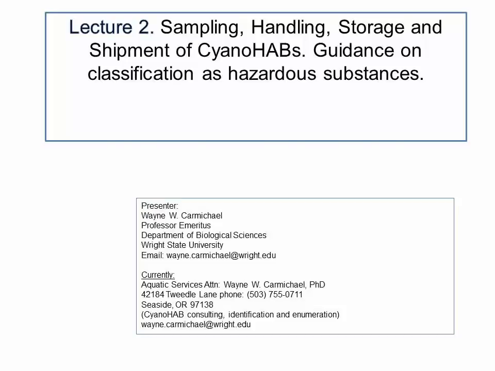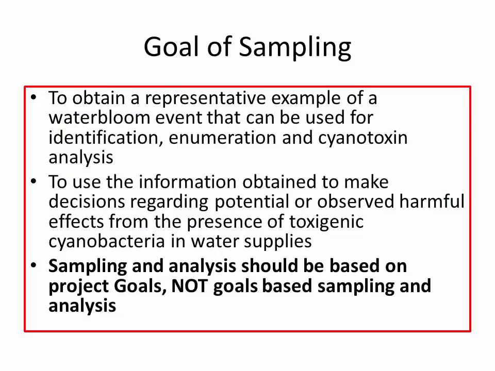Okay, goals of sampling. Obviously, I think we'd all agree that we want to obtain a representative example of a water bloom event that can be used for identification and enumeration, maybe cyanotoxin analysis, and eventually some sort of guidance. What do we do? Postings or whatever you do. Want to use that information obtained to make decisions regarding potential or observed harmful effects from the presence of the toxigenic cyanobacteria.